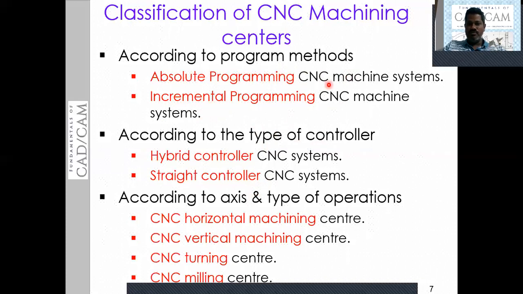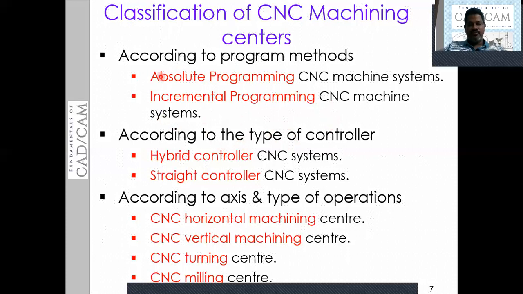In the case of absolute programming, the coordinates are specified with respect to one point that is called the origin. All the points are calculated or mentioned in the program from the origin point, or one reference point. You can also refer to that as the origin point. Whereas in the case of incremental programming, the next point is specified considering the first point or the previous point. To specify the next point, the previous point will also be considered.